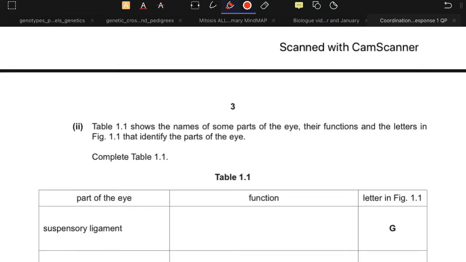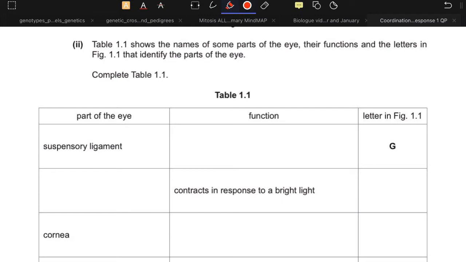Alright, so moving on to the next one. Table 1.1 shows the names of some parts of the eye, their functions and the letters in figure 1.1 that identify the parts of the eye. So now you have to complete table 1.1. Suspensory ligament. So the suspensory ligament's function is to change the shape of the lens so that it can be used for accommodation or focusing, right? It is to change or control the shape of the lens.